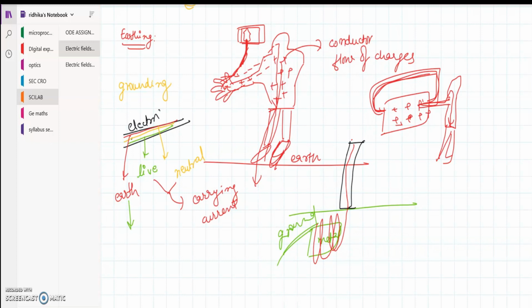So what happens is, somewhere if the live or the neutral wire touch each other, electric charge is generated. So what is the purpose of the third wire? The third wire will pass the current through the metal and onto the earth. So the current will not leak anywhere else and will leak directly to the earth. This is known as earthing.